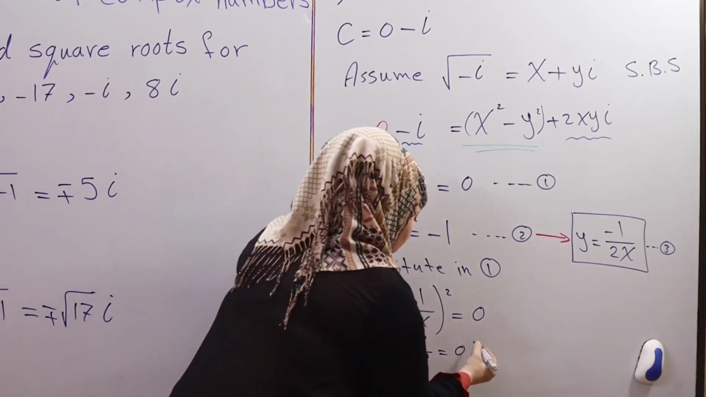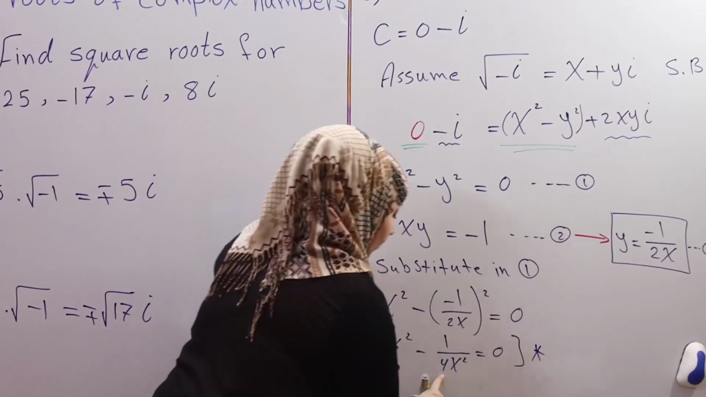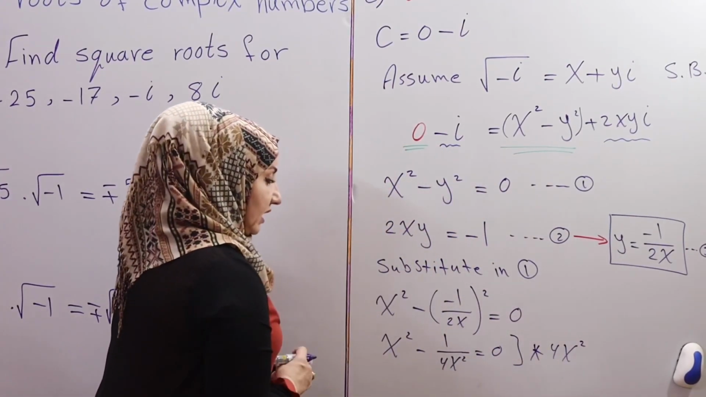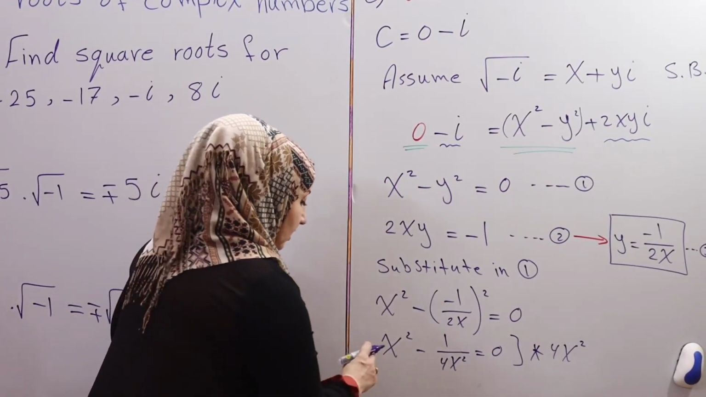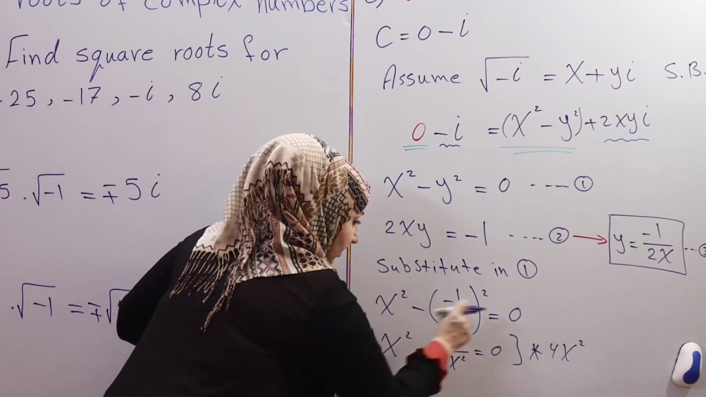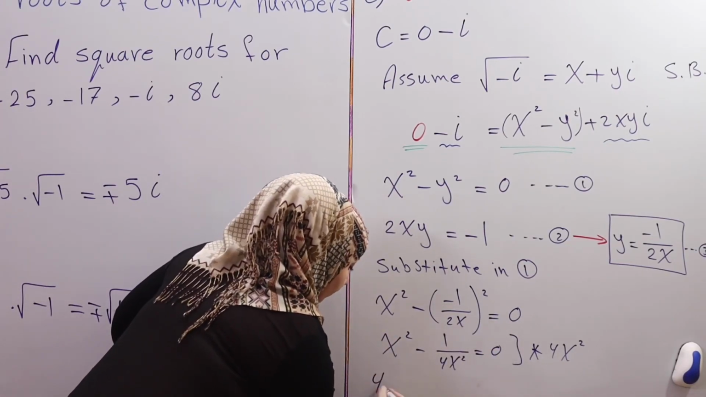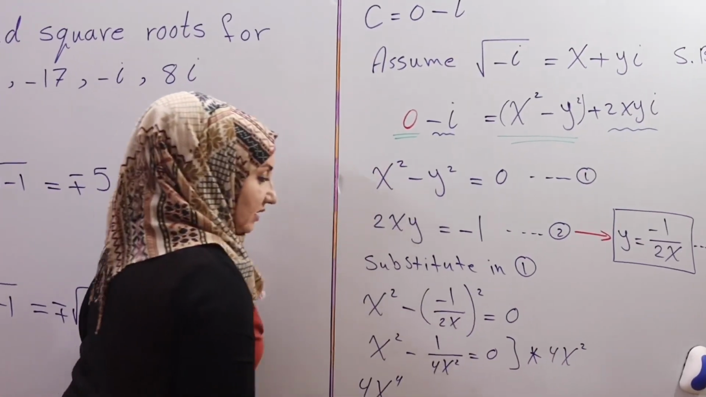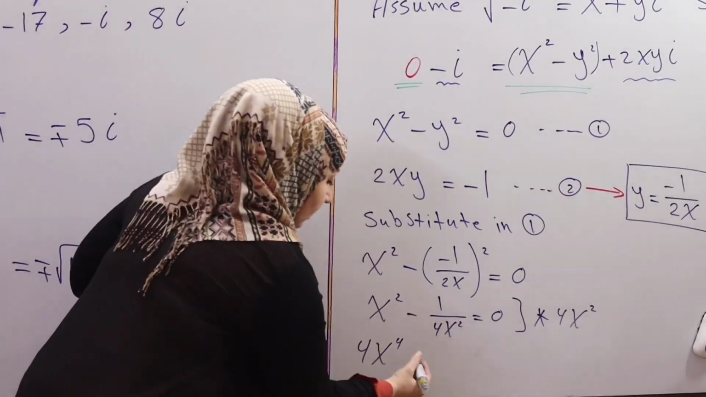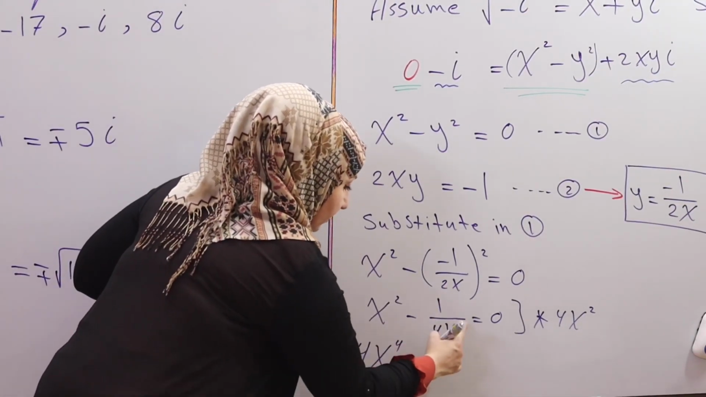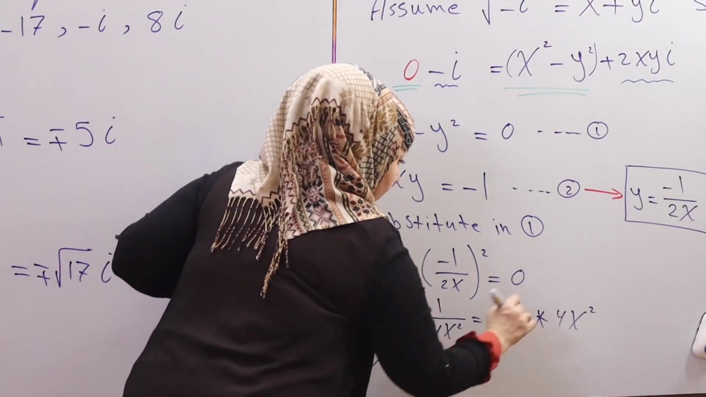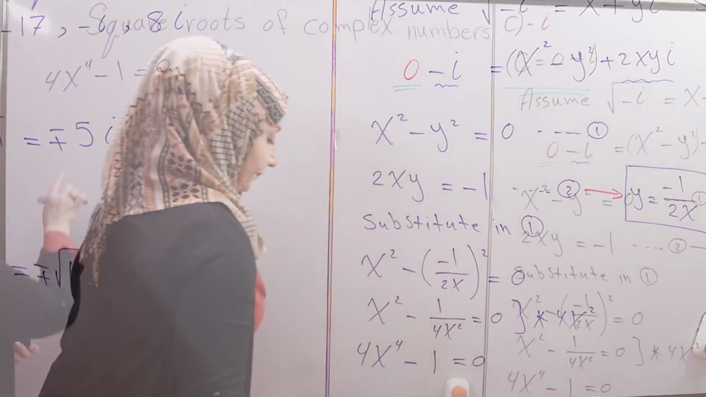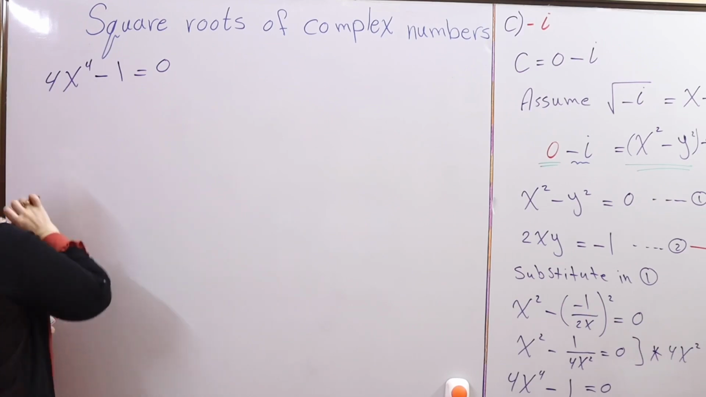That means I will multiply with 4x squared. So we get x squared multiply 4x squared equal 4x power 4. عند الضرب تجمع الأسس 2 زائد 2 يعطيني 4. Minus 1 on 4x squared. When we multiply it with 4x squared we get 1 equal 0. So we get this equation.